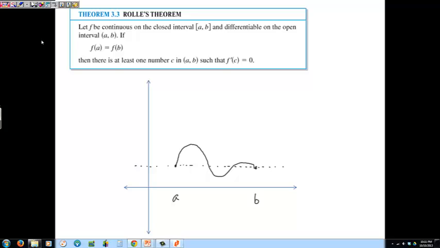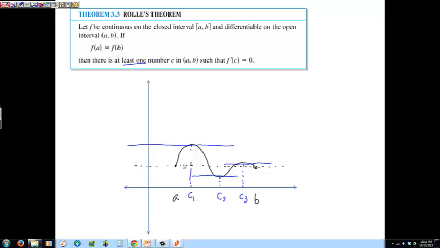Are there any horizontal tangent lines? How many are there? I see 3. I see one here. I see one here. I see one here. So that means there's at least one. So there's one here, C1, the first one. And then there's another one, C2, and C3.